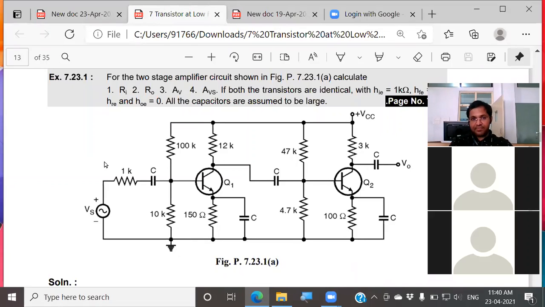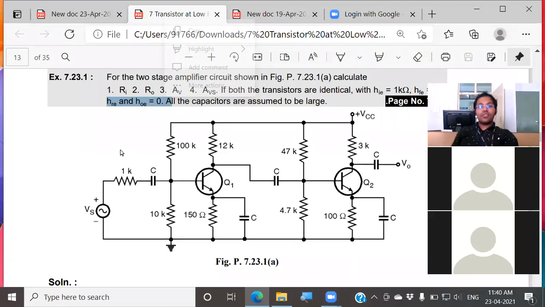First, what are they asking? They are asking Ri, Ro, AV, AVS. They have mentioned the hie value and hfe value; hre and hoe they said are equal to 0. Now, which analysis should I use, exact analysis or approximate analysis? Please answer.